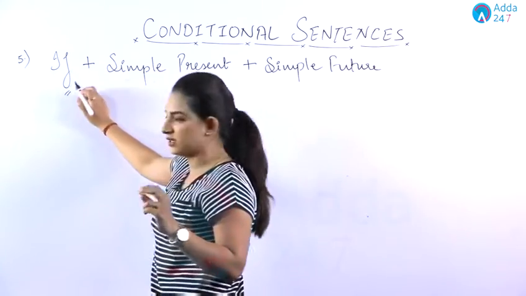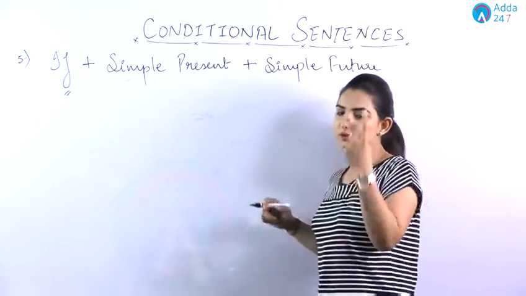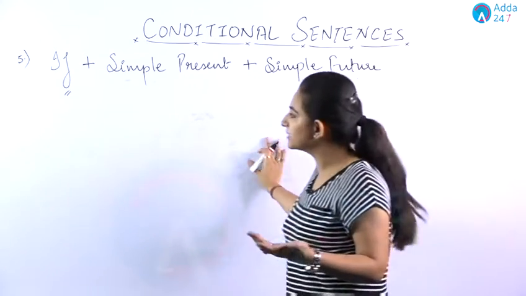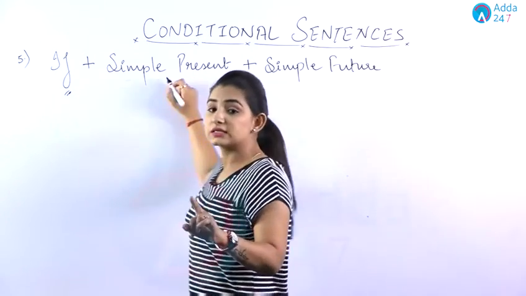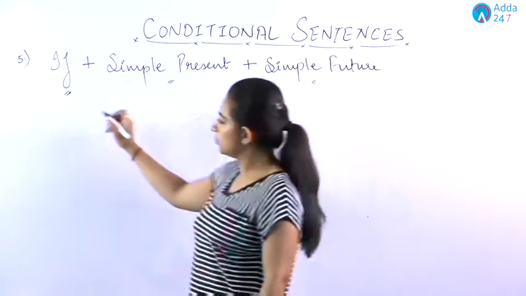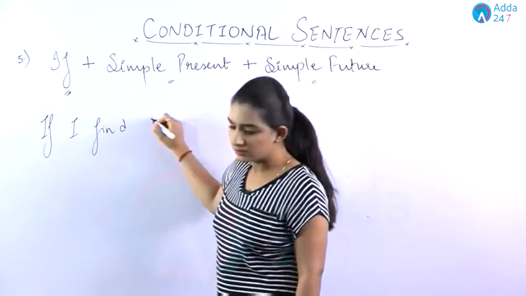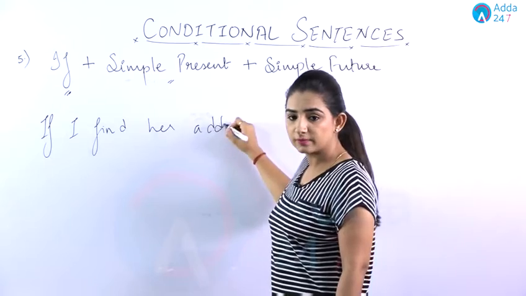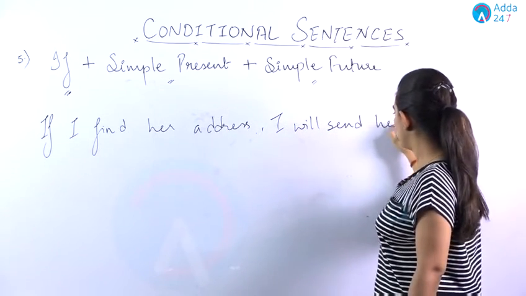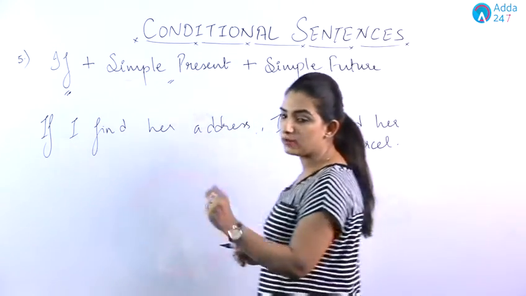If we are using if in a sentence, if has three conditions. First, it will be in present tense. Second, it will be in past tense. And the third condition is it will be in past perfect tense. So what we need to follow is if follows simple present tense, the following should be in simple future tense. For example, if I find her address, I will send her a parcel.